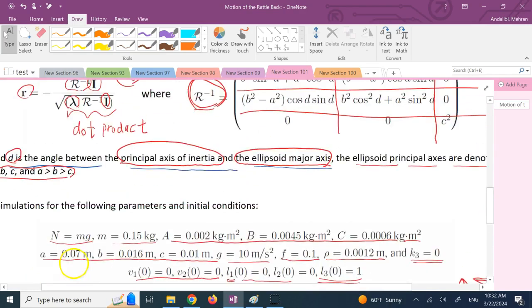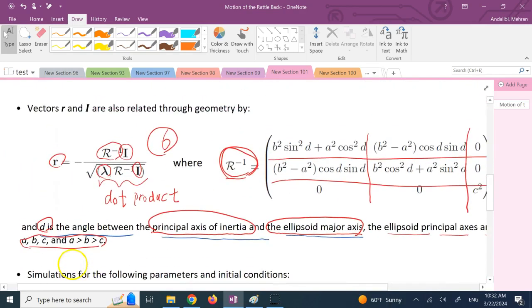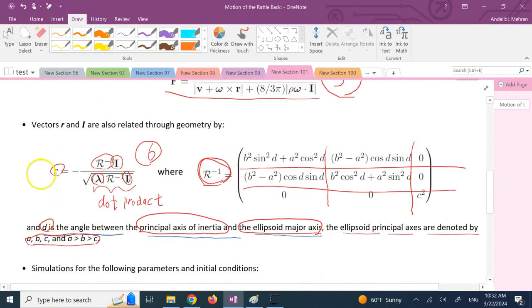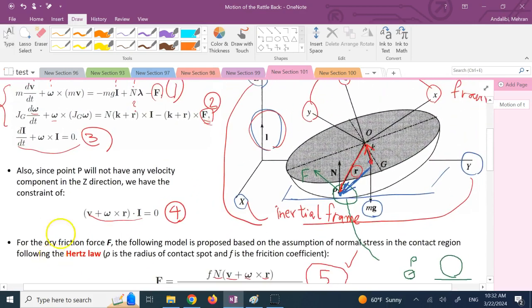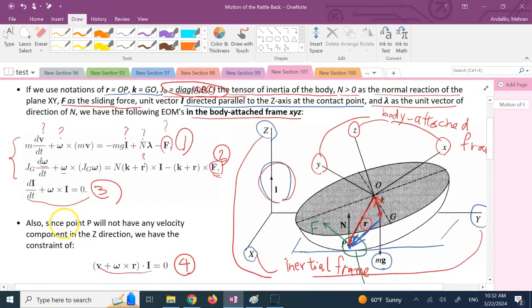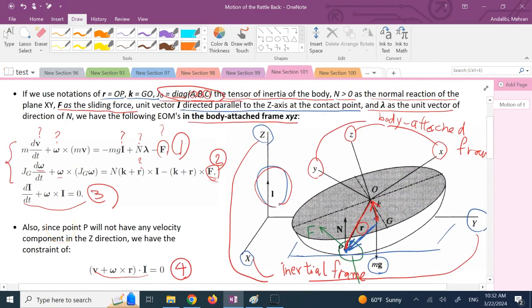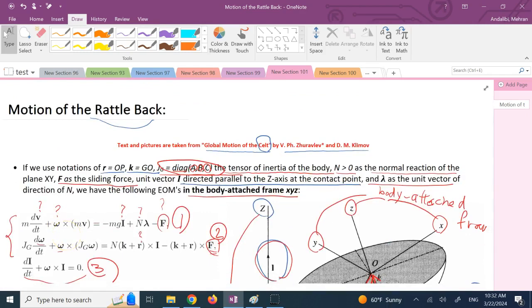Okay, so hopefully here you at least see the mathematical foundation for the Rattleback. And there are so many papers, so many studies that try to explain this amazing behavior of this object that looks very simple, but because of some small asymmetry or that angle D, it does this amazing behavior.